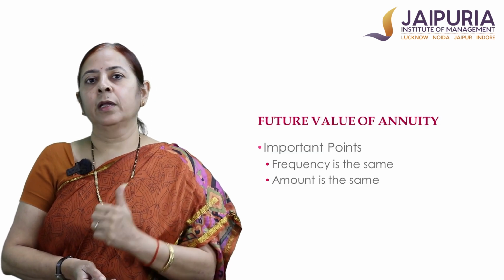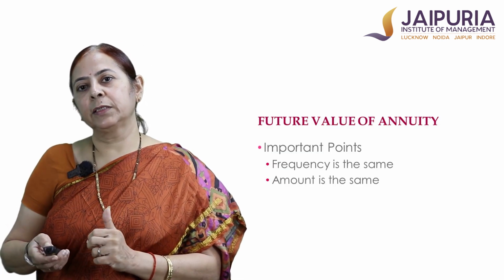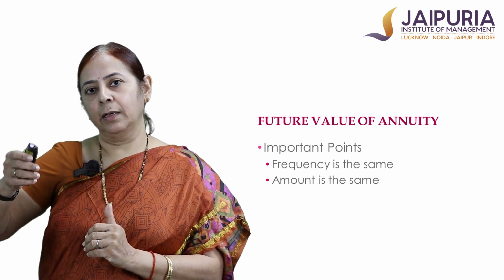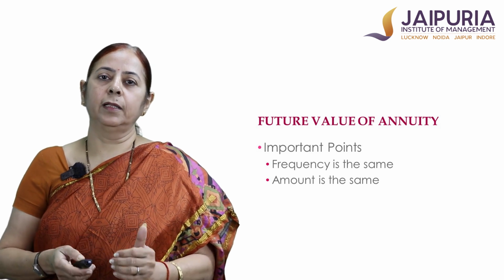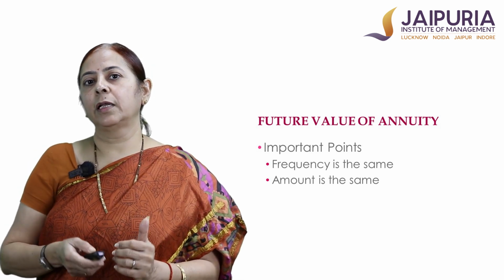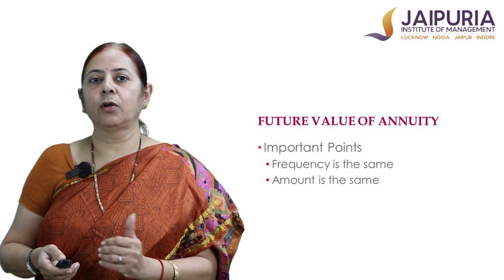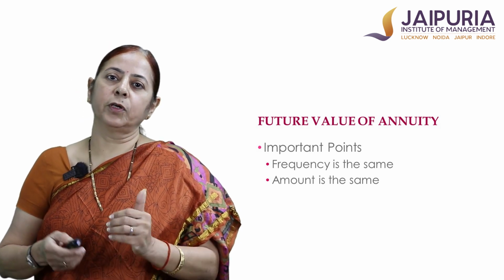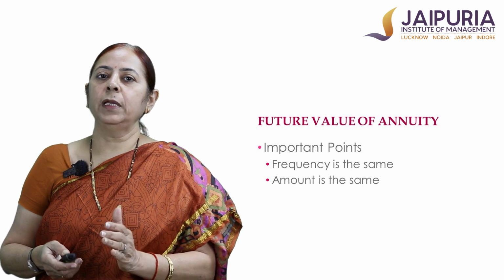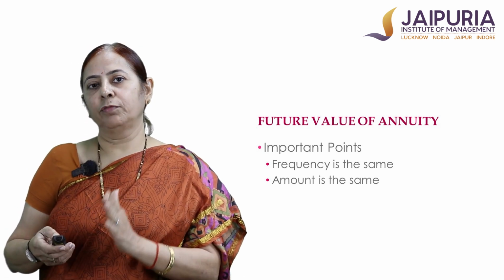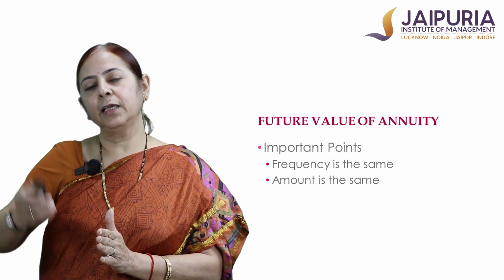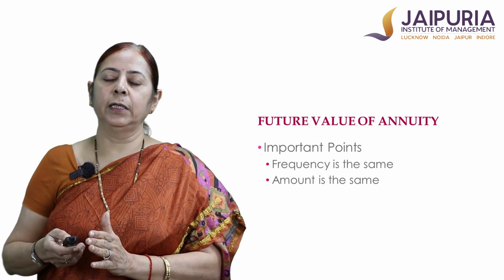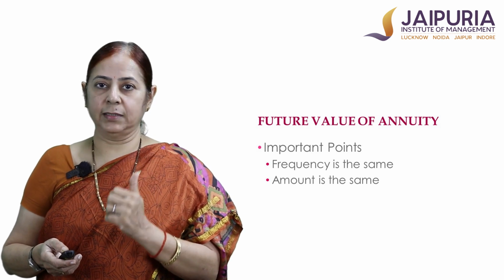For an amount to be called an annuity, there are two conditions which are required to be met. First, frequency is the same. If I am saying I am depositing 5 lakh rupees, I have to deposit at a particular time. It cannot happen that once I deposit in the month of January, then in the month of May, or then again August. It has to be the same day, same month. If I decide I am going to deposit money on 10th April, then every year on 10th April I deposit the money. So frequency, which is annual, is the same.